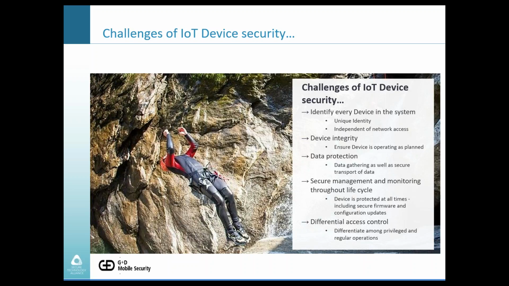So I'll quickly give the list of the challenges of IoT device security. The first one is to make sure that we can identify every device in the system, that every device is operating as planned, that we're able to protect the data that is being gathered, and then to have secure management and monitoring throughout the life cycle of the device. And as I said before, to provide differential access control so we know what are privileged and what are regular operations of the device. Next slide.